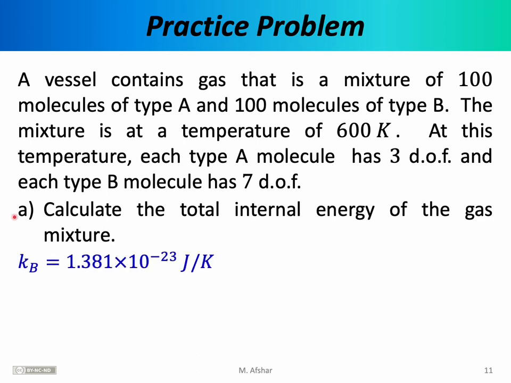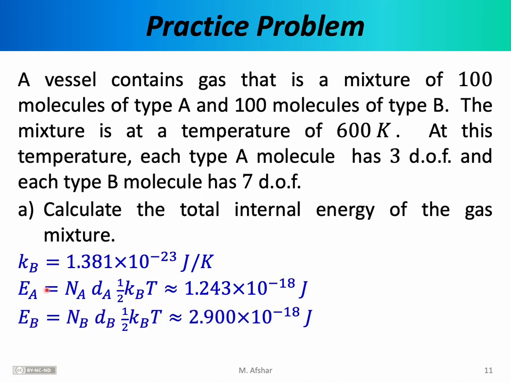For this calculation, you may need the Boltzmann constant, which is equal to 1.381 times 10 to the minus 23 joules per Kelvin. We can calculate the energy of type A molecules using the equipartition theorem. We'll take the number of type A molecules, multiply by the degrees of freedom that they have, multiply by 1/2 kBT. T must be in Kelvin, and of course the temperature is given to us in Kelvin, so there's no conversion required there. And we find that the type A molecules have a total internal energy of 1.243 times 10 to the minus 18 joules.